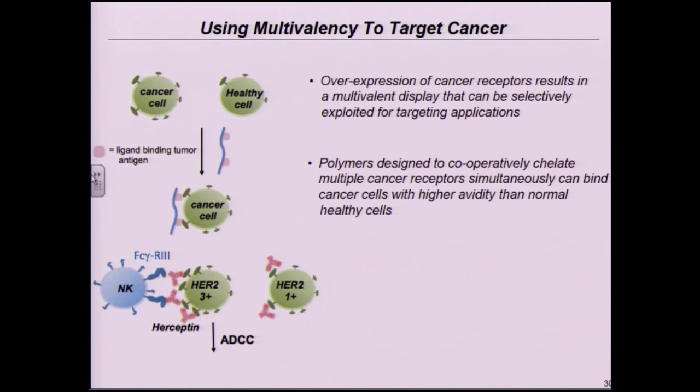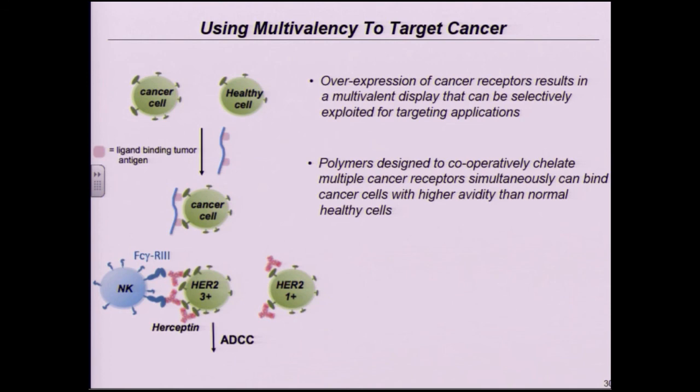Once we can achieve this, we can further elaborate the structure of these polymers with small molecules that bind CD16A, as I just showed in the previous slide, and recruit immune effector cell machinery to kill the cancer cell in that manner, okay, and get antibody-dependent cellular cytotoxicity.